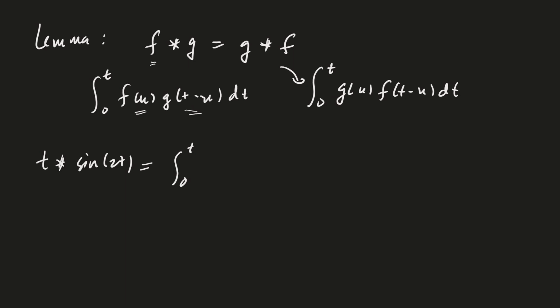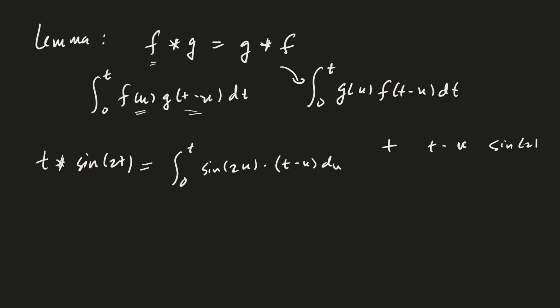Now, which one do you want to shift is always the question. I think it would be a lot easier to shift the t than it is to shift the sine of 2t. So I'm going to put sine of 2u here, and then that's going to be times (t minus u) du. And the reason is because now we could integrate by parts sine of 2u, sorry.